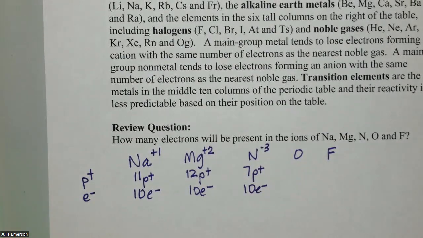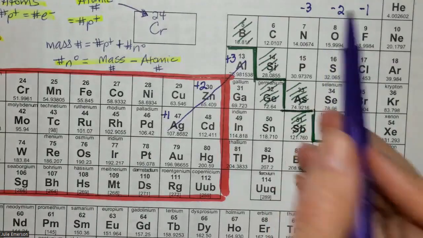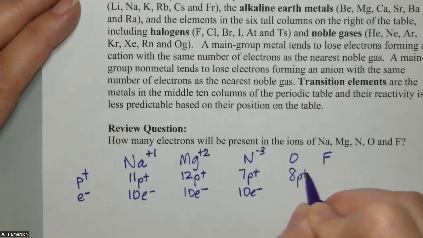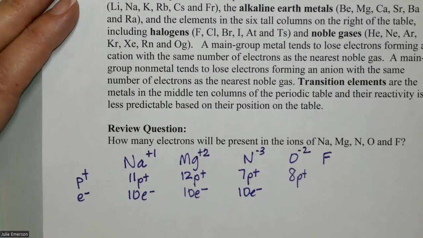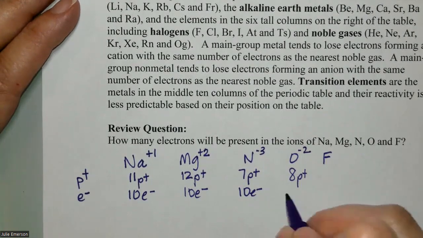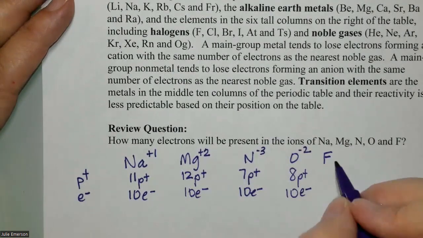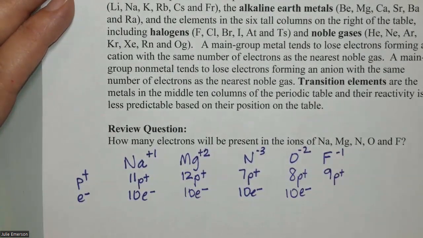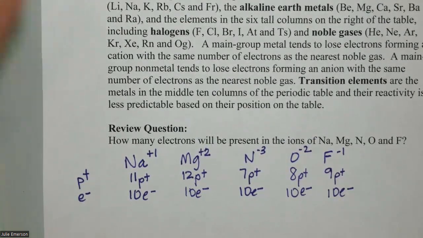If I go and look at oxygen real quick, oxygen is atomic number 8 with a charge of -2. So it has 8 protons in the nucleus. Charge of -2 means it's picked up 2 negative particles. So it has 10 electrons. And I think you can see what's going to happen with fluorine. Fluorine is atomic number 9. It would carry a -1 charge. So again, we're getting to that total number of 10 electrons.